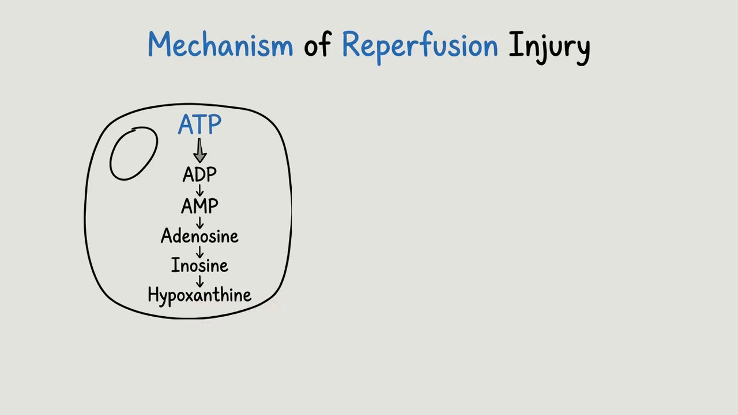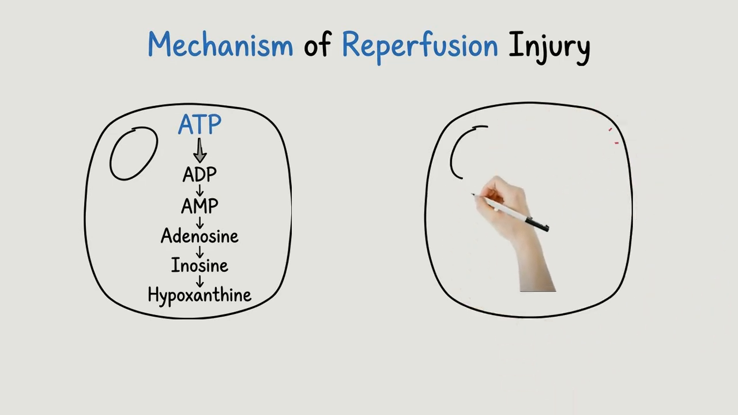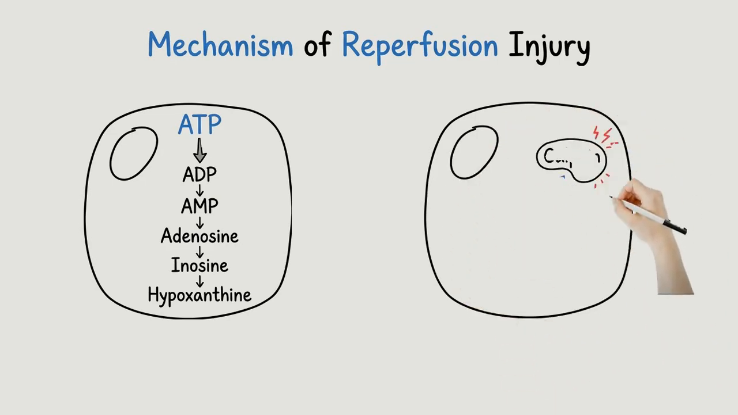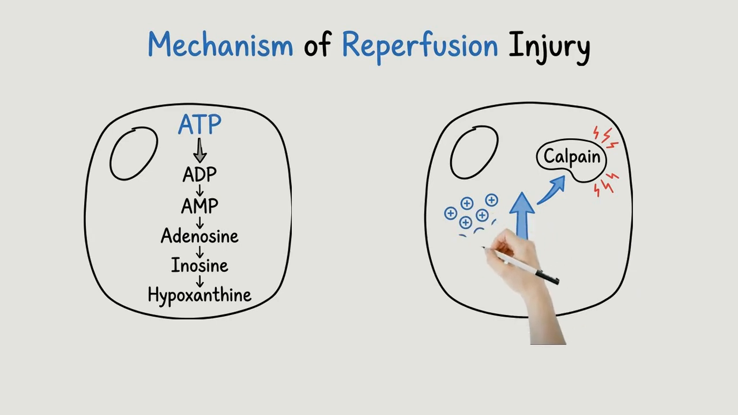Hypoxanthine accumulates inside the ischemic cell. At the same time, ATP-dependent ion pumps fail. Intracellular calcium rises. That calcium activates a protease called calpain. Calpain converts xanthine dihydrogenase, a normal enzyme, into xanthine oxidase, the dangerous form. These are 2 forms of the same enzyme.